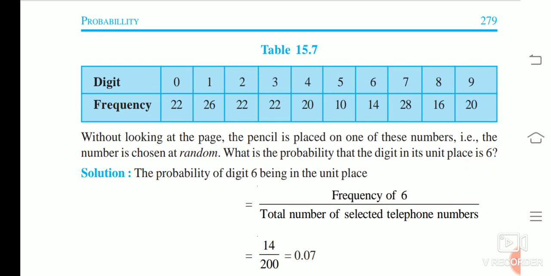Now without looking at the page, the pencil is placed on one of these numbers, that is, the number is chosen at random. What is the probability that the digit in its unit place is 6? You need to note down the word random.